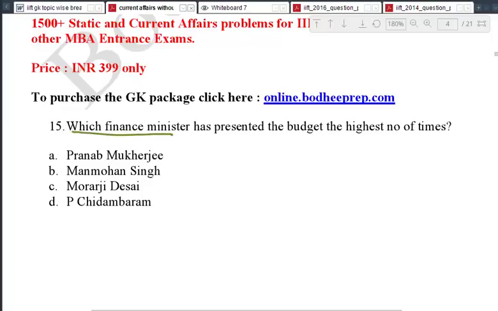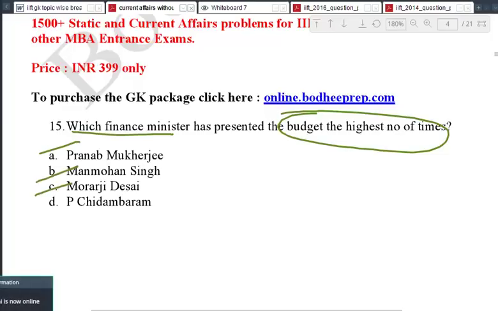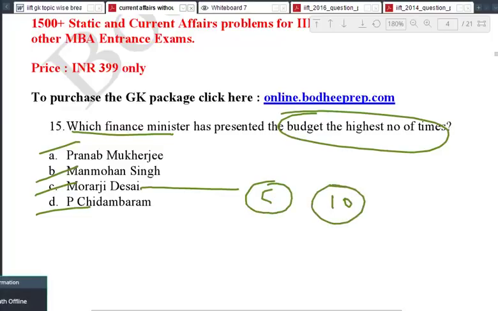Which finance minister has presented the budget the highest number of times? Yes, so you will say Pranab Mukherjee, Manmohan Singh, Morarji Desai, P. Chidambaram. Well, the answer is Morarji Desai. He has presented the Union Budget on 10 different occasions. We always think it is Pranab. Pranab Mukherjee comes a close second. I think he has presented the budget 7 times.